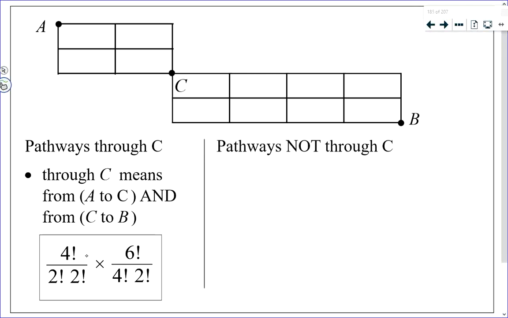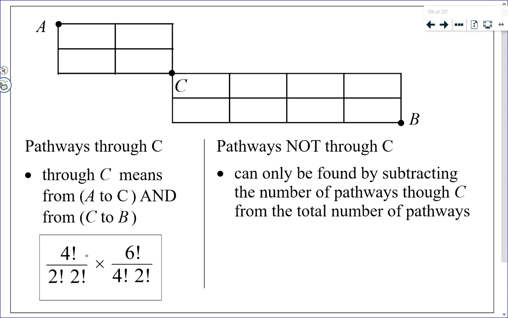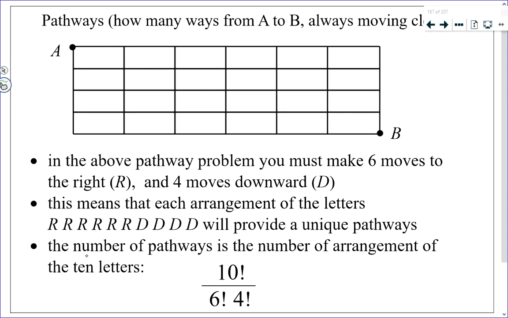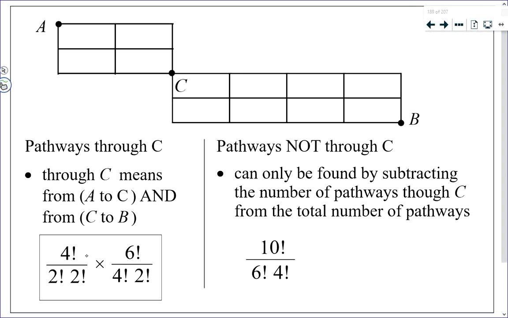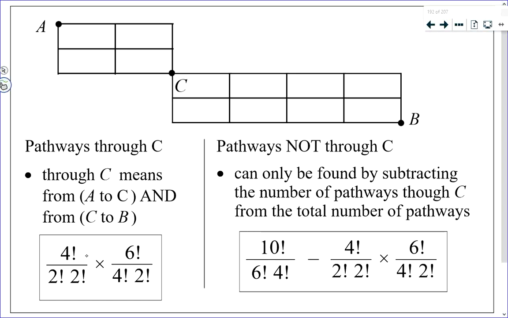Now, what if I said, how many ways are there to get from A to B not through C? It can only be found in one way. You have to take the total number of pathways and subtract the number that go through C. Just to remind you, the total number of pathways is the number at the bottom of the page. That's the total number of ways to go from A to B. And some of those you'll be going through C, and some you won't. So if I subtract from that this number, which is the number through C, I'm going to get the number that do not go through C.